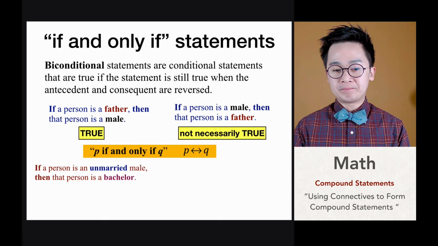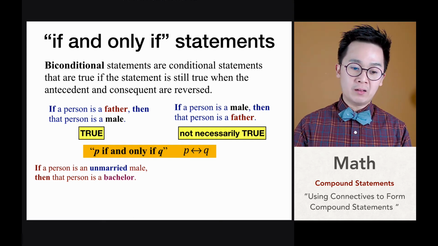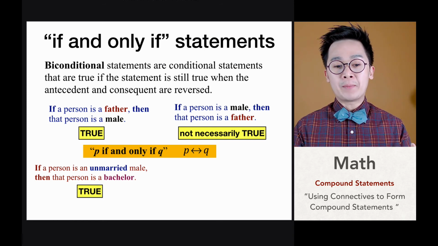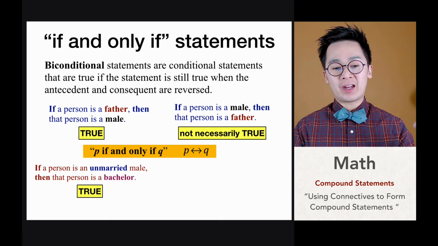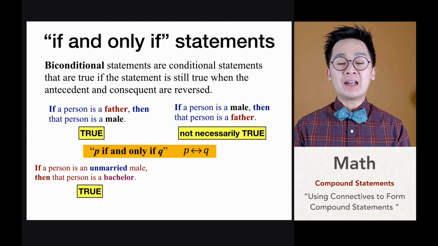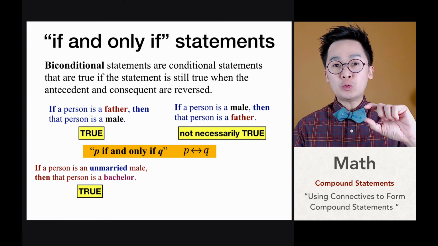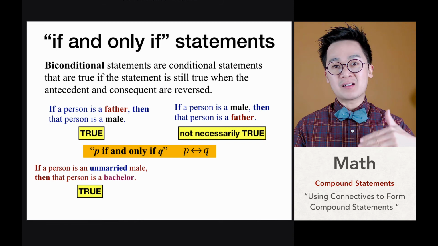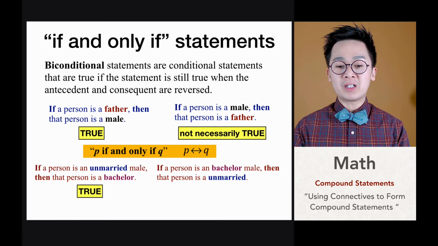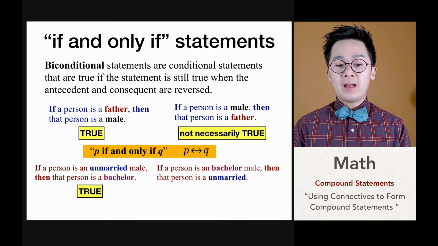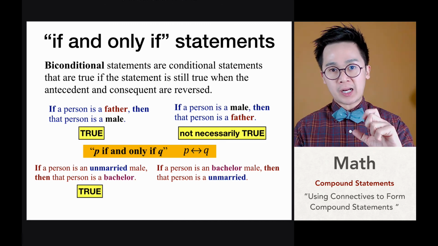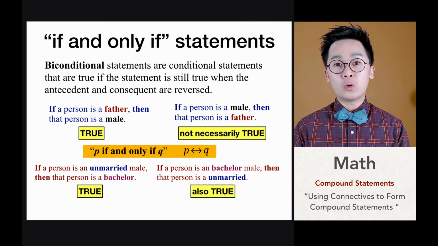Now let's have another one. If a person is an unmarried male, then that person is a bachelor. We're going to say that this is a true statement because we're just defining statement P and statement Q using the conditional statement. And if we interchange the two statements, wherein the antecedent becomes the consequent and the consequent becomes the antecedent, the statement would become: if a person is a bachelor, then that person is an unmarried male. So in this case, even though we interchange P and Q, it still holds true.